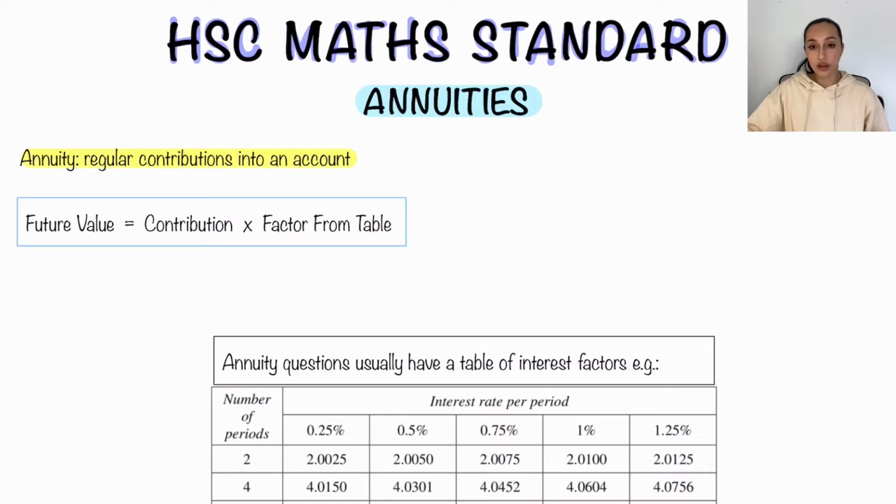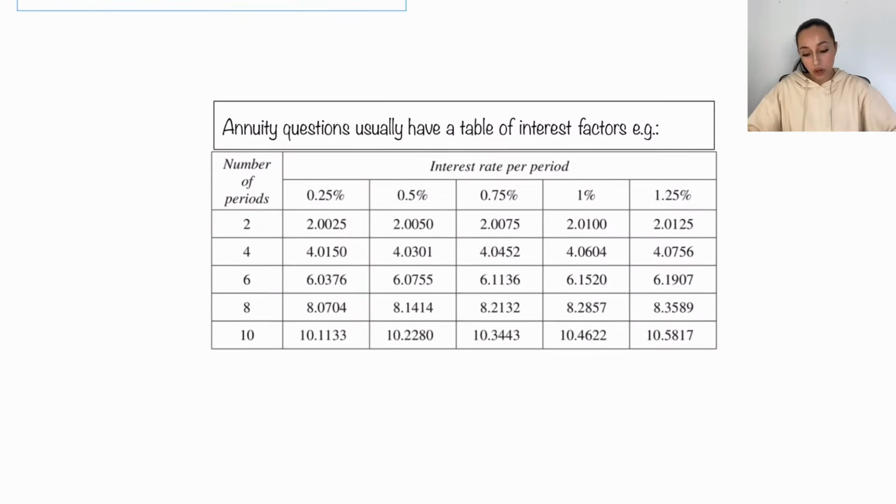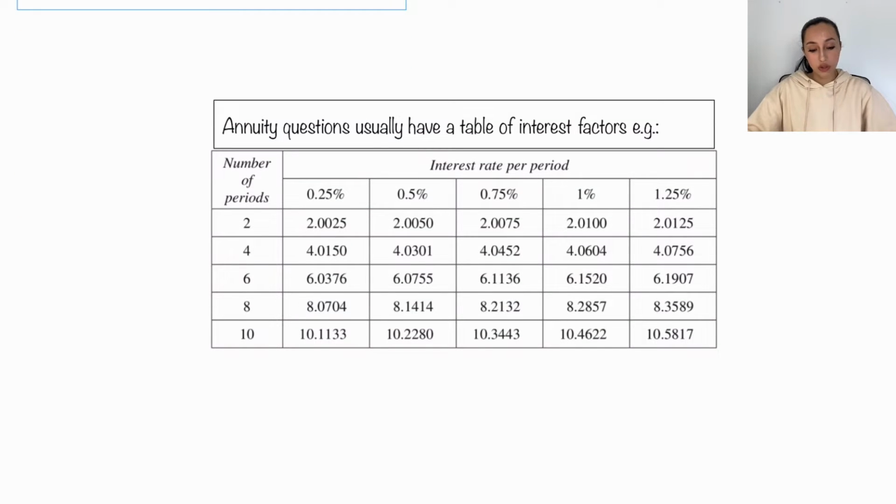Now, I've also written the formula for annuities in that blue box, and I suggest that you copy that down because that's not on your formula sheet. So most annuities questions will either be asking you to work out the future value or to work out the contribution, and you use that formula to help you out. Most annuities questions will also give you this table of interest factors. What you need to remember is that your interest rate is at the top and your number of periods or your time is down the side.